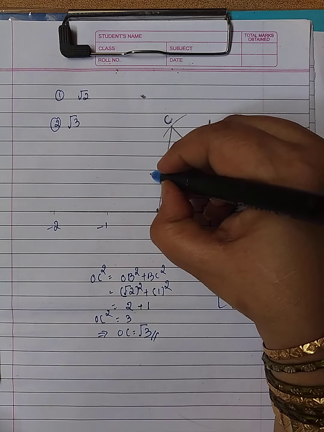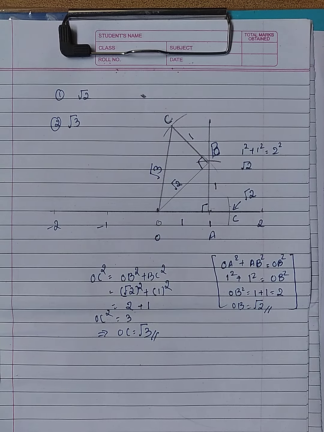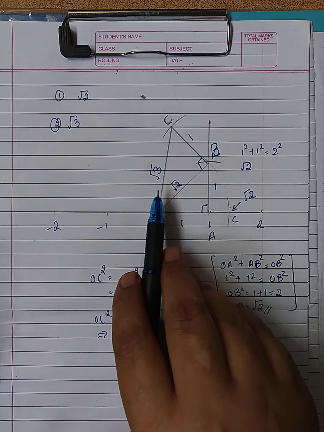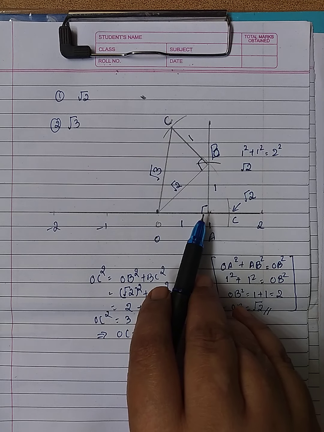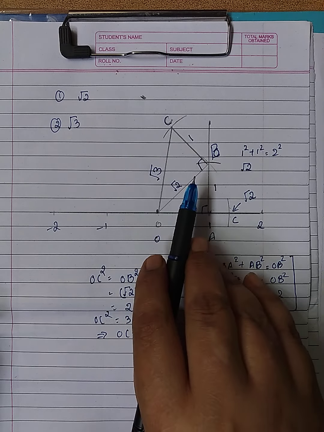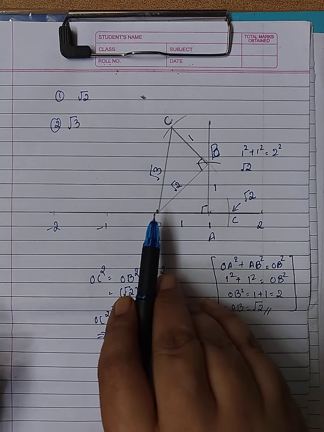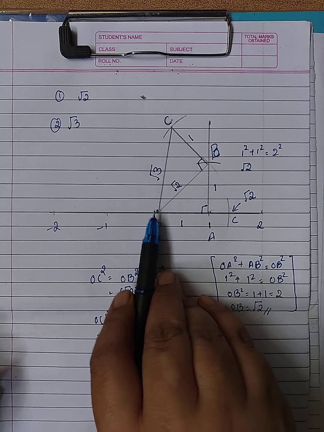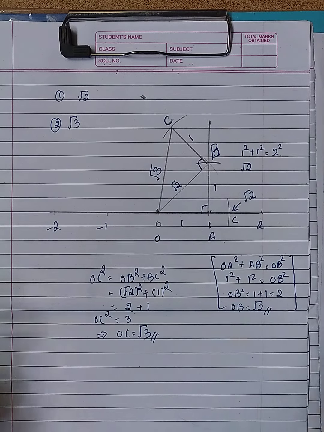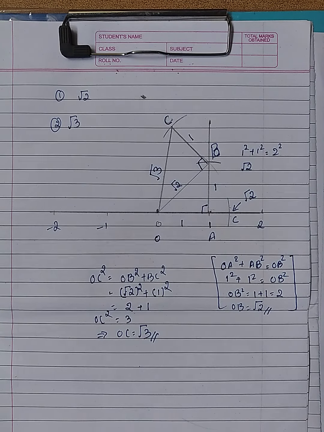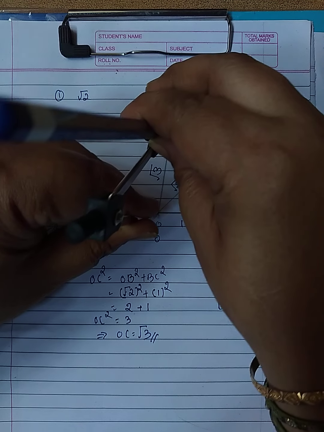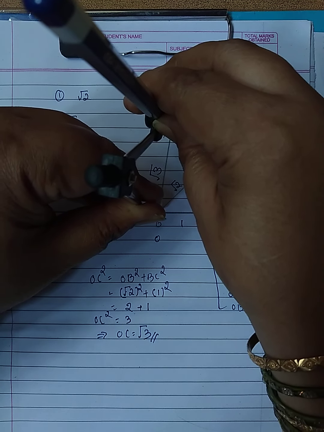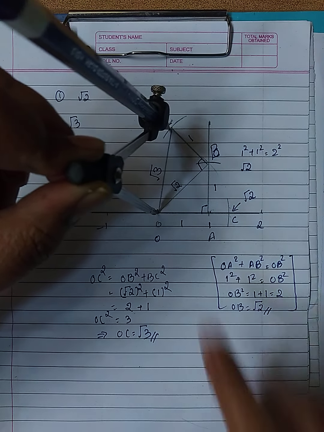This is root 3. I think you have understood how we apply the Pythagoras theorem here. You have to go on repeating the same procedure. If root 5 is given, again here you have to draw one triangle. Now making OC as radius, OC is root 3.